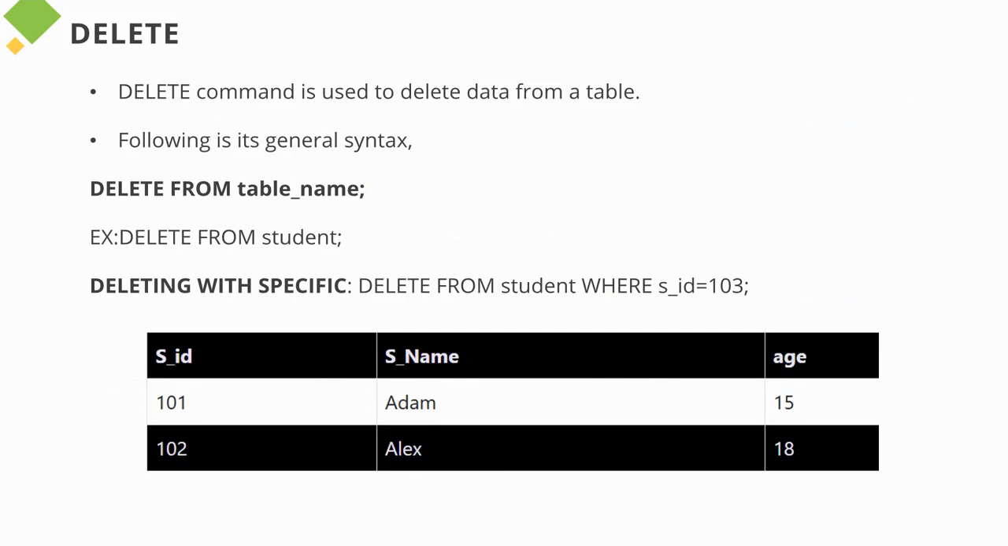Now, if you go with the DELETE command, DELETE is used to delete the data. You can just say DELETE FROM student, and it will remove the data. Otherwise, you can also delete with a specific condition by using the WHERE clause: DELETE FROM student WHERE SID is 103. So I'm going to remove this 103 row entirely. This is how DELETE works.